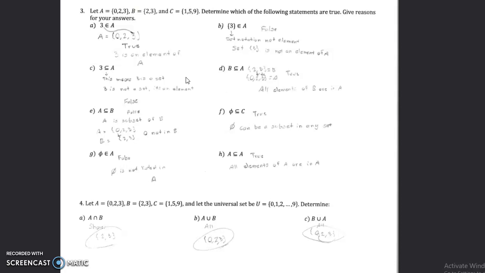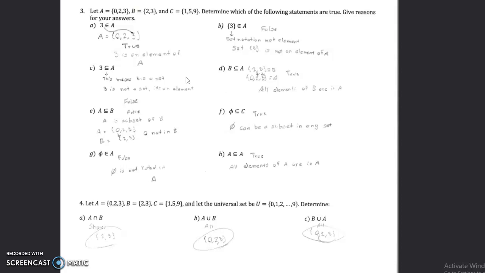Going on to G, we can see that again, it is saying that a null set is an element of A. We don't have a null set listed for A because it is not an element in A, so we can say it's false.